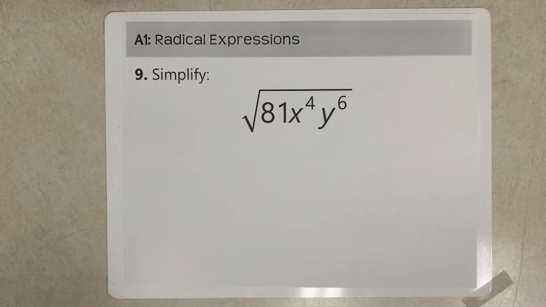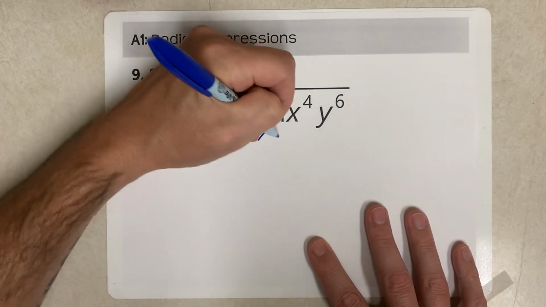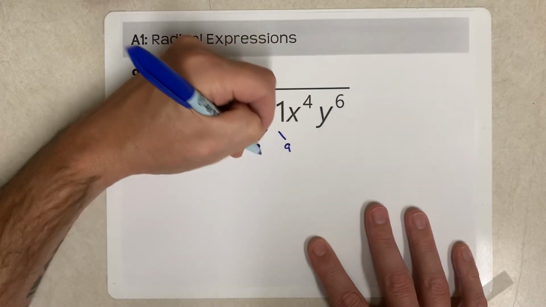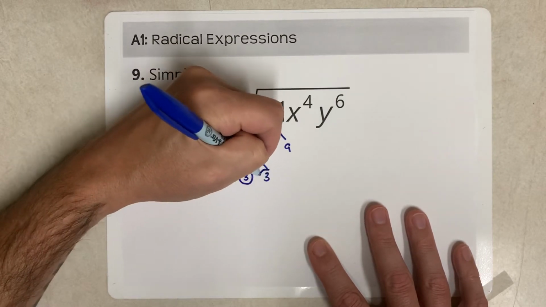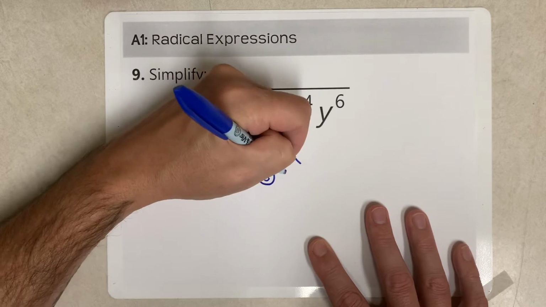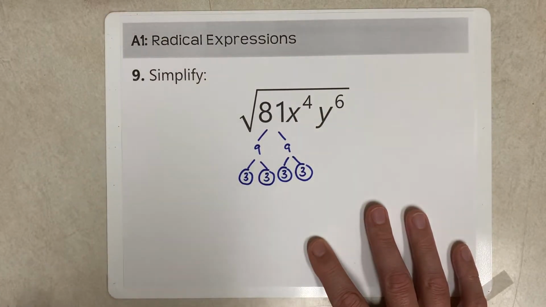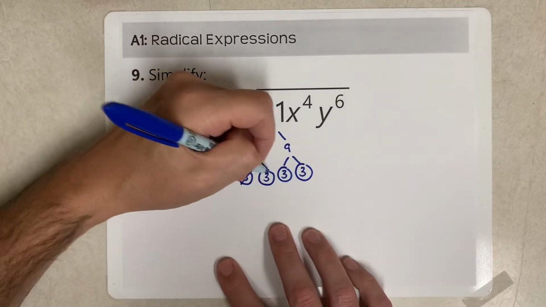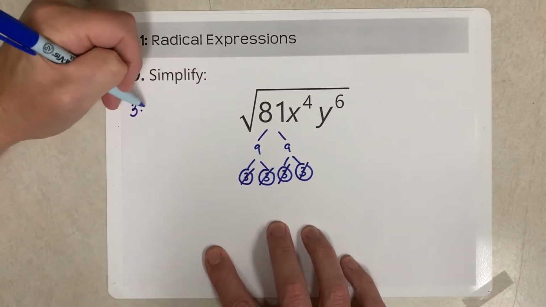Okay, this one, got 81. And so 81 is 9 times 9. And both of these are going to be 3 and 3 and 3 and 3. Okay, so I got the number broken down. I got a pair of 3's. I got another pair of 3's.